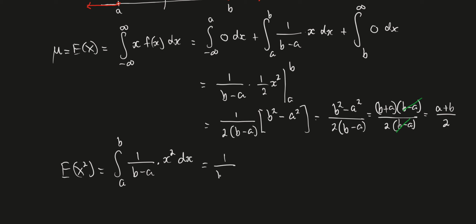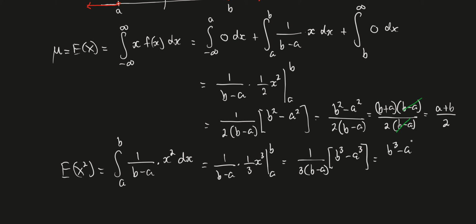So again, take out the 1 over b minus a, and then we have this cubed. So when we apply our power rule, we're going to have 1/3 x cubed, evaluated at a and at b. So very similar, we have 1 over 3 times the quantity b minus a, times the upper limit cubed minus the lower limit cubed. Now, let me write it like this: we have b cubed minus a cubed over 3 times the quantity b minus a.